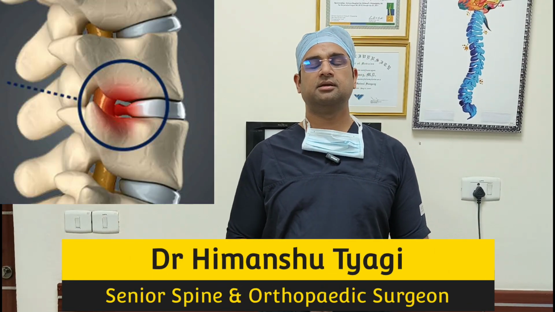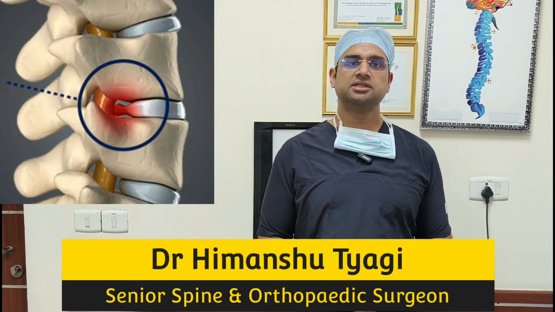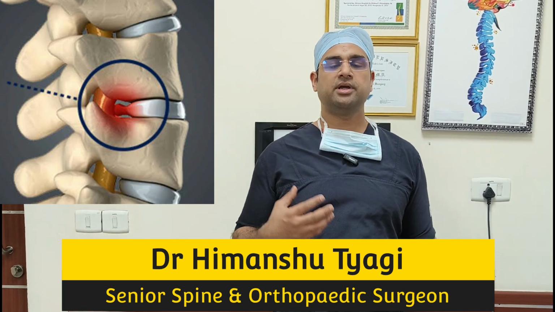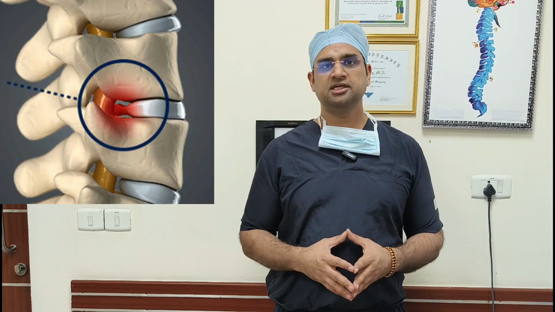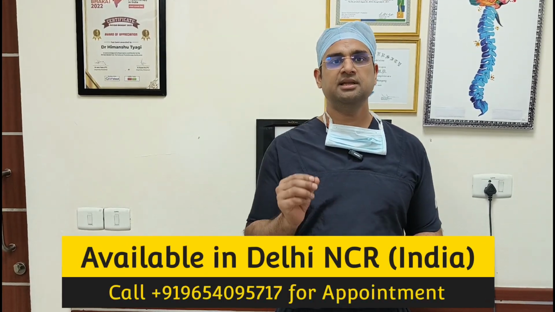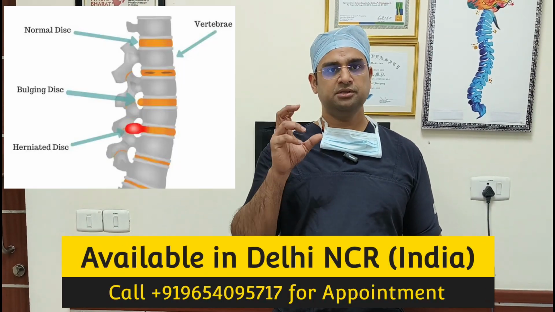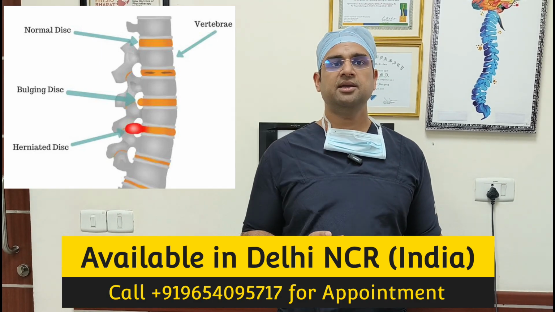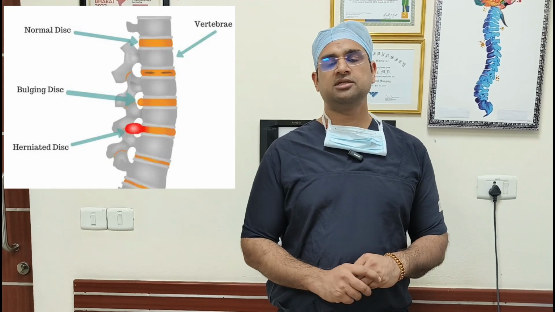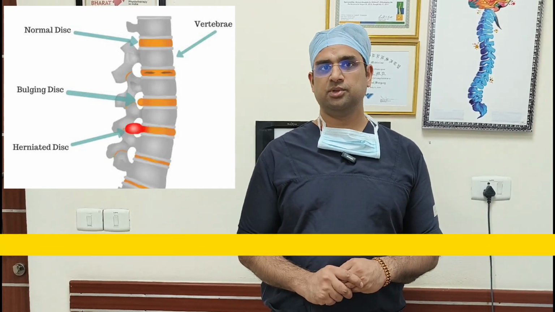Disc bulge in MRI. If your MRI is showing disc bulge either in the lumbar spine or thoracic spine or cervical spine, what does that mean? Disc bulge in itself means that the jelly-like material which is there between the two bones of the spine, which are known as vertebra, when that jelly-like material comes out of its natural position, it is known as disc bulge.